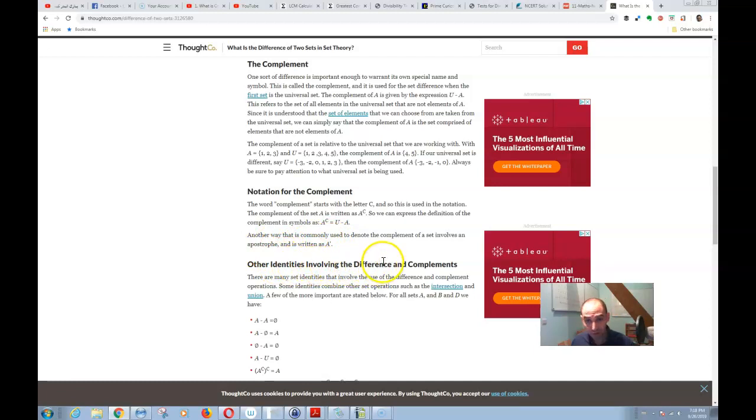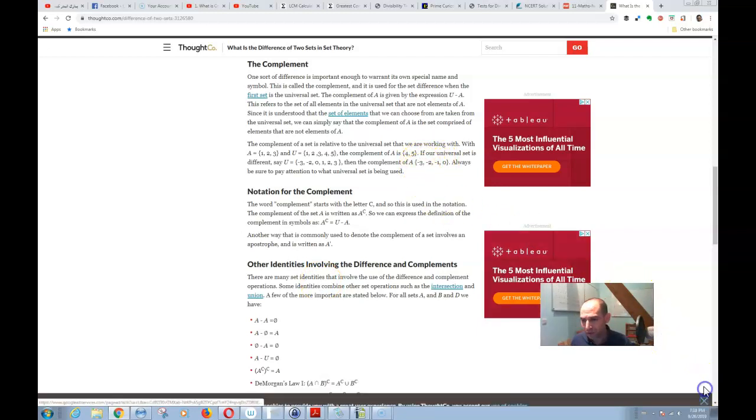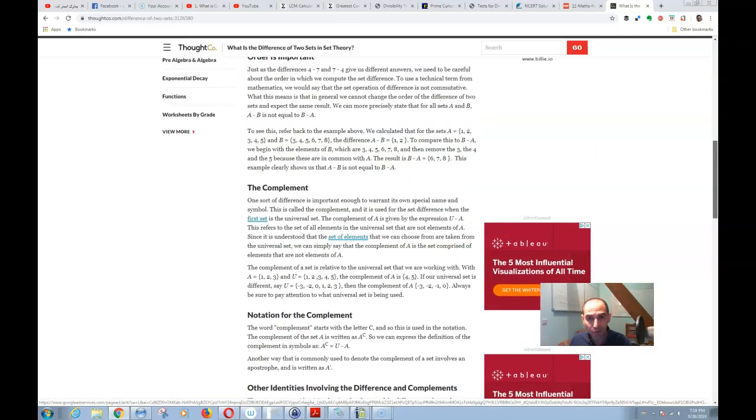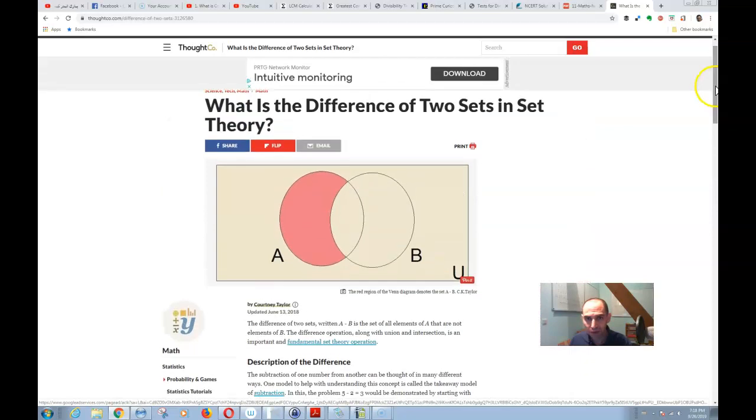Other identities involving the difference and complements are these, and this is a whole lot of things that you would learn in the algebra related to these sets, which we haven't really done here. But I suppose for now it suffices to say that when you have A minus B, from the Venn diagram you can very clearly see that if this is A and this is B, and they have this part in common, which is A intersection B, then A minus B is all the members of A except for A intersection B. So this part you take out, and then this becomes A minus B.